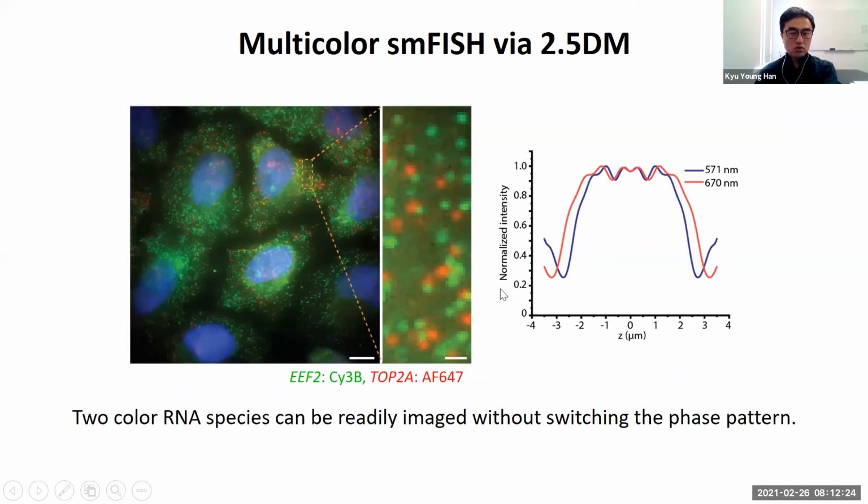It was very straightforward to extend to multicolor single molecule FISH imaging. We demonstrated Cy3B labeled EF2 and Alexa Fluor 647 labeled TOP2A. In this case, we don't need to change the phase pattern because, for these two wavelengths, the imaging depth is deeper than the thickness of our U2OS cells. But if we want to image full color, for example DAPI and GFP, we might need to use a different phase pattern to preserve the same imaging depth.